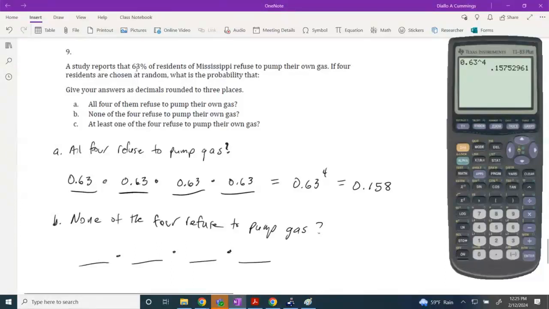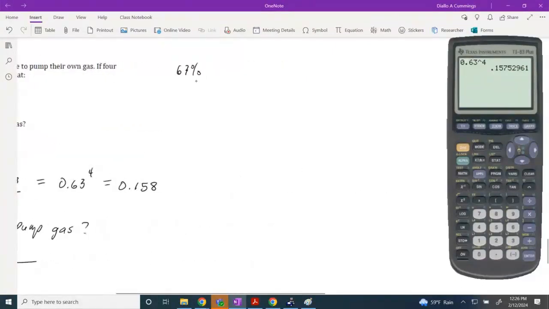So if I go back up to the probability for the people that refuse to pump gas. So if the total population is 100%, 63% refuse to pump their own gas. So the other percentage, that's subtracted from 100, would give you the population of people who pump their own gas, right? So what would that percentage be? 37%, right? Let me just kind of map this out over here. So 63% refuse to pump gas. So that means that 37% pump gas, right? So all together, that gives you 100%, which would be the 100% of the residents of Mississippi.